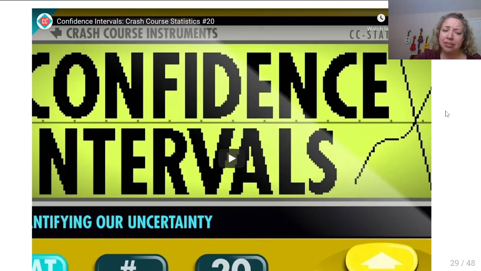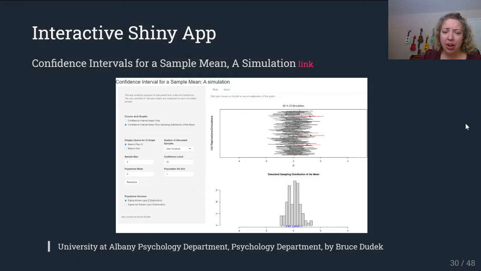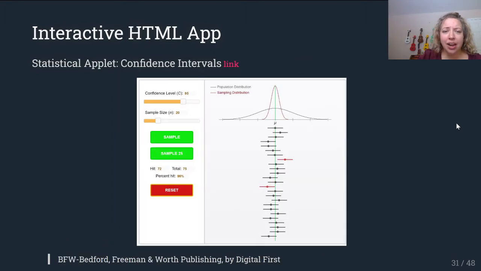And most of the things in it we've already gone over. But if you're still struggling with confidence intervals, I highly suggest this video. It's really well done. But in the interest of time, we're going to move on. And I'm going to hold off on the Shiny app and the other applet on the website, and we're going to do those in class.